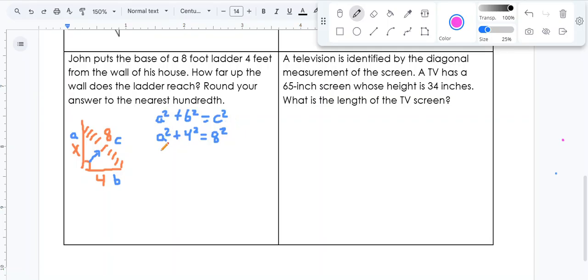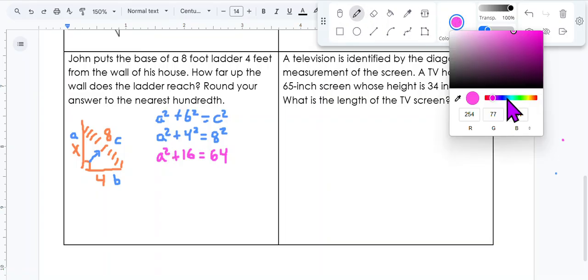All right, so then from here, we're going to square it. A squared, we don't know what A squared is, so that just makes A squared. 4 squared is 4 times 4, which is 16. 8 squared is 8 times 8, which is 64. All right, so now I'm solving for A. I want to get A by itself. So that means I want to get rid of that 16.